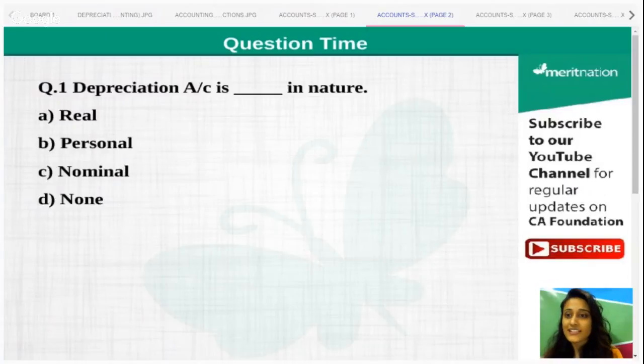Everybody is aware of the answer to this question. Depreciation account is dash in nature: real, personal, or nominal, or none of these. It has to be one of these; none of these cannot be the answer. So the answer is nominal account, because it is always debited to the profit and loss account, and it is a recurring nature item, and it's a non-cash expense which is taken to the P&L account, and it is definitely nominal in nature.